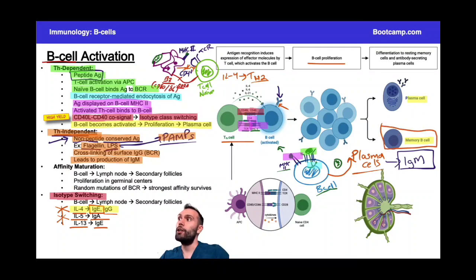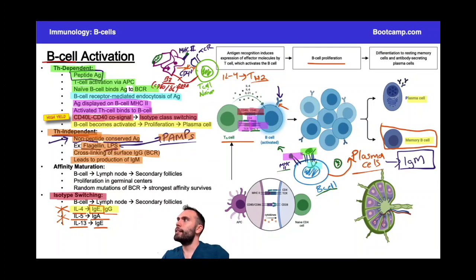Now note, in the T helper independent response, when we went down this road over here towards this IgM, we never generated memory B cells. We only generated plasma cells. So that's why there's not a really strong memory response when I have T helper independent antigens. I need T helper dependent antigens to generate a very robust memory response. This is where it all comes from, this pathway.